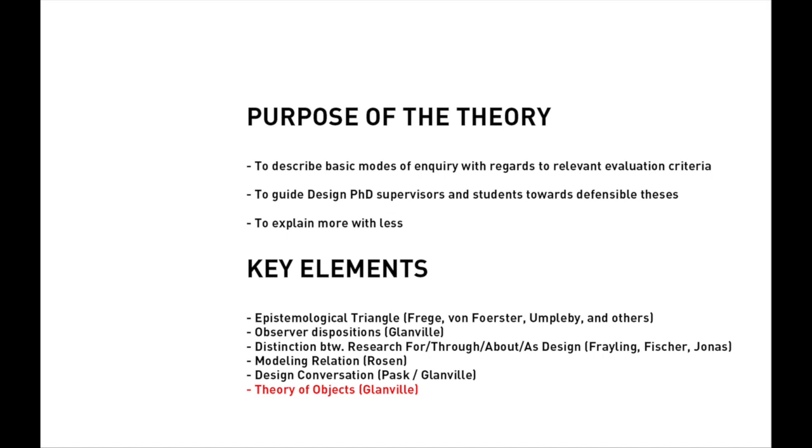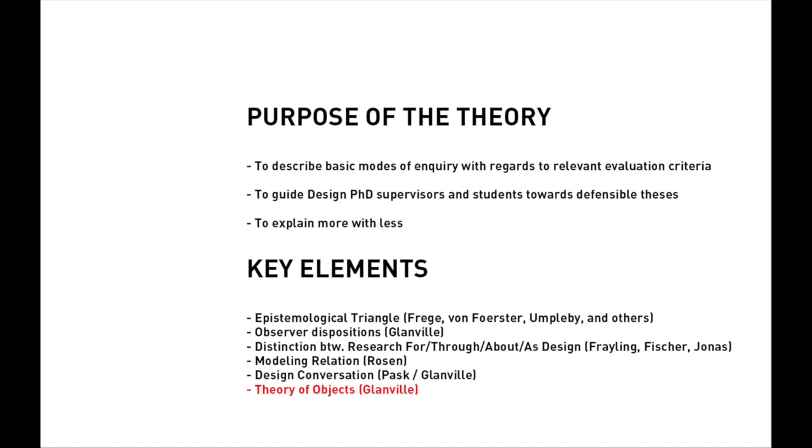So I am assembling a number of different models and theories in this. One is the epistemological triangle that was probably best developed by Heinz von Foerster and Stuart Umpleby. There are different observer dispositions that locate observers relatively to the boundaries of the systems they are engaged with.